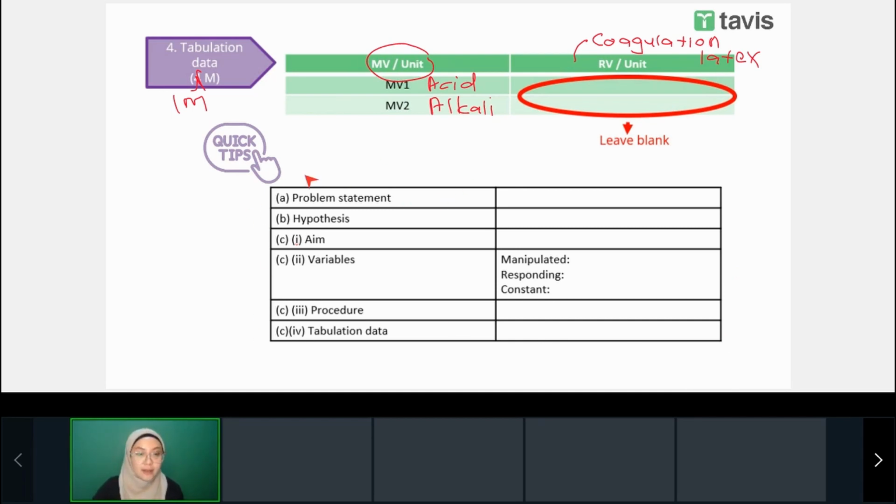Because we know the first question that will be asked is a problem statement, hypothesis, aim, variables, procedure, and the tabulation data. Then you just fill in your answer over here so you won't miss out any of the questions. So just make a full table and fill up the answer on your right side.